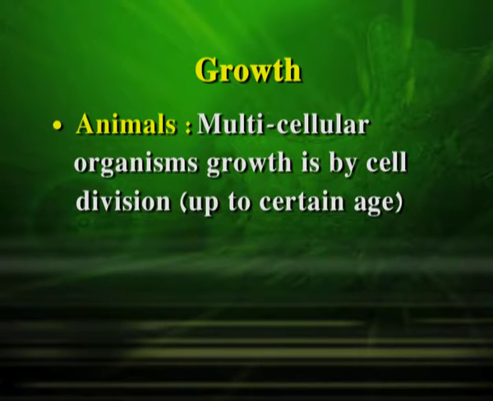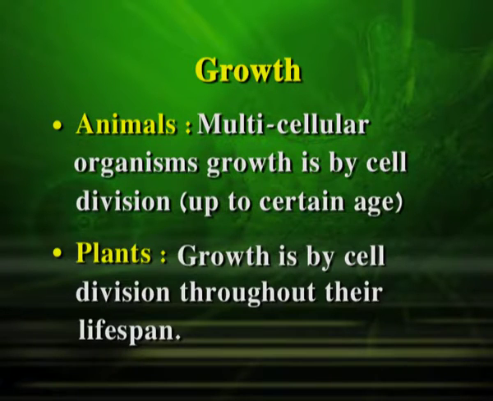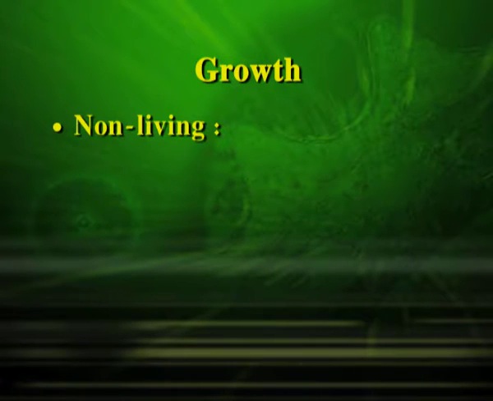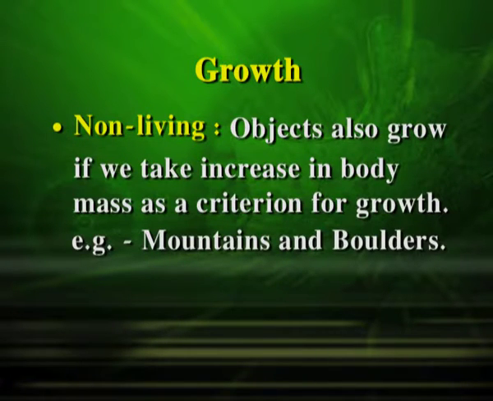Now, what is growth? In animals, that is in multicellular organisms, growth is by cell division up to a certain age. In plants, growth is by cell division throughout their lifespan. Non-living objects also grow if we take increase in body mass as a criterion for growth, for example, mountains and boulders. In living beings, the growth is internal, whereas in non-living it is external.